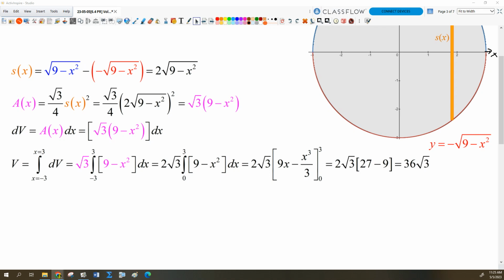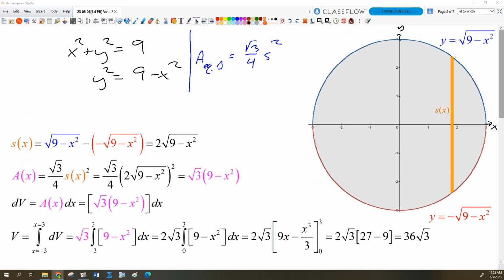Yep. How did you know that? Or the square root of 3 over 4? I gave you guys that formula. That's just a geometric formula. Yeah, the area of an equilateral triangle is square root of 3 over 4 times the side length squared for an equilateral triangle. Okay.